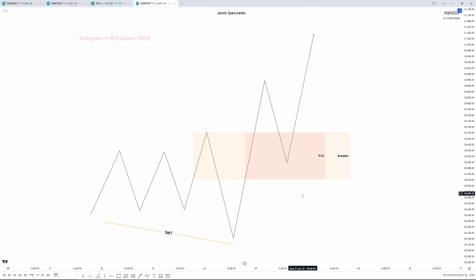What do you have anchored for premium and discount going into this week? Previous week's high and low. Can you explain what a breaker is, where and how it forms? I already did in the Back to Basics series.